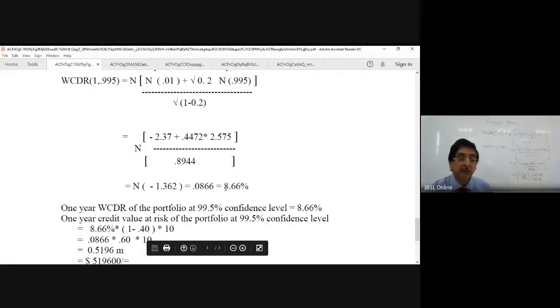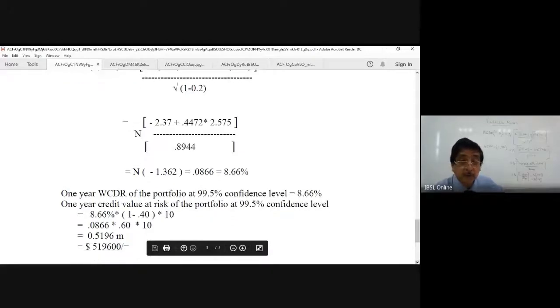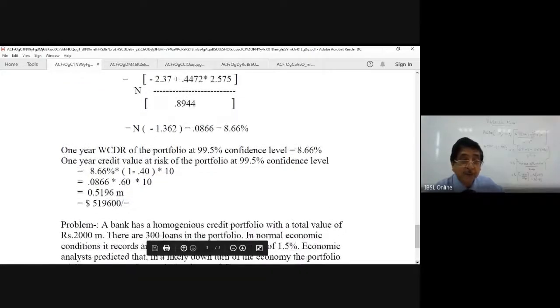Then our calculation should be the 1 year WCDR of the portfolio at 99.5% confidence level. That is the formula. This is the value as it is. But for our calculation, I think there's a small problem here. I think I just put it as 2.37, whereas it should be 2.327. Okay. Right. Now, let's go into the next part of it.